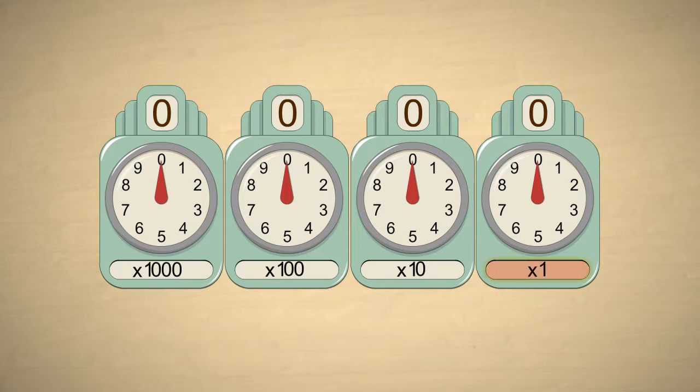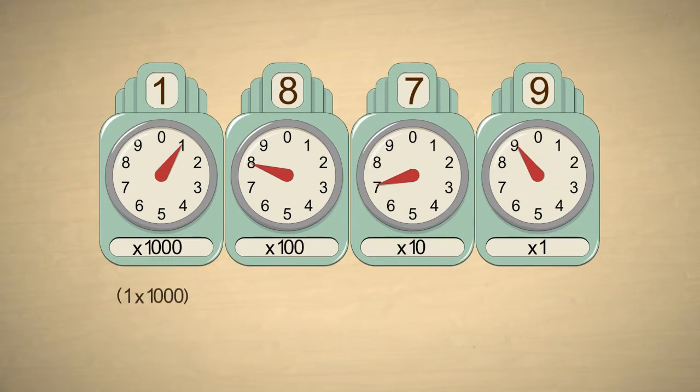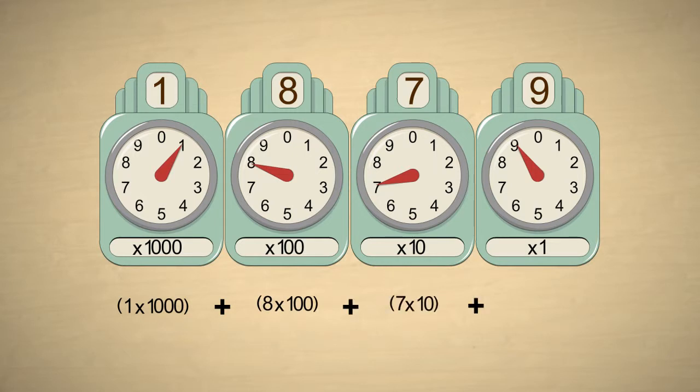The multiplier for the rightmost digit is 1. The digits to the left are multiplied by 10, 100, and so on. The value of a decimal number is the sum of all its digits times their multipliers. For example, the value of the decimal number 1879 is 1 times 1000 plus 8 times 100 plus 7 times 10 plus 9 times 1.